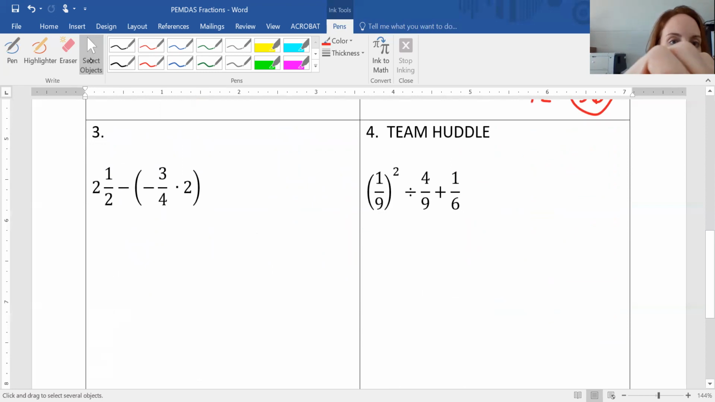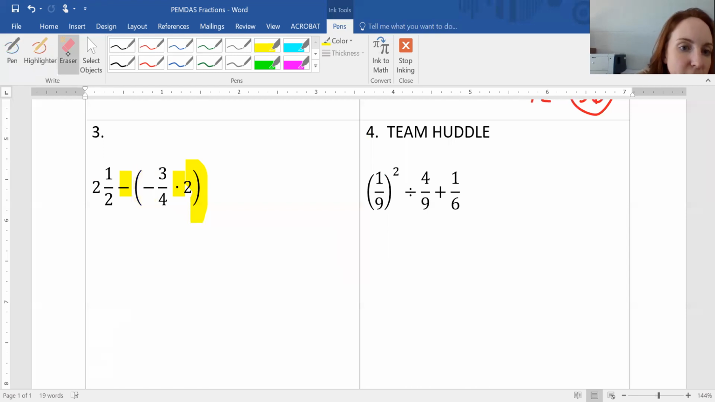Number 3. In number 3, we have subtracting, multiplying, and we do have parentheses this time. So we're going to have to do what's in the parentheses first, which is multiplying. So the 2 1/2, I'll just bring straight down.